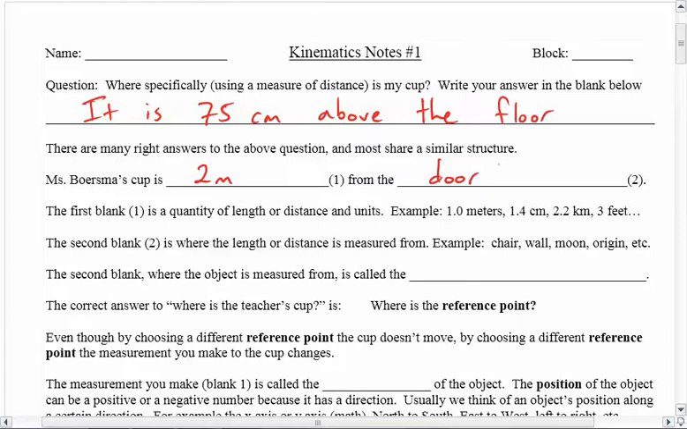Okay, so to indicate the position of an object, I need, first of all, a quantity of length or distance in units, and then I also need where I'm measuring that distance from. And the point that I'm measuring from is called my reference point. And probably a lot of you guys use yourself as a reference point. The cup is 3 meters away from me.